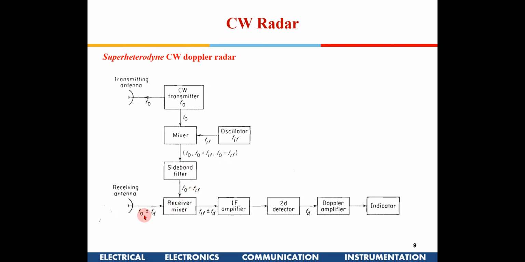And this is the received signal, F0 plus minus FD. So when I beat these two, obviously F0 goes, and instead of getting an FD, since I have an IF also, I have IF plus minus FD. So I can use the IF amplifier.